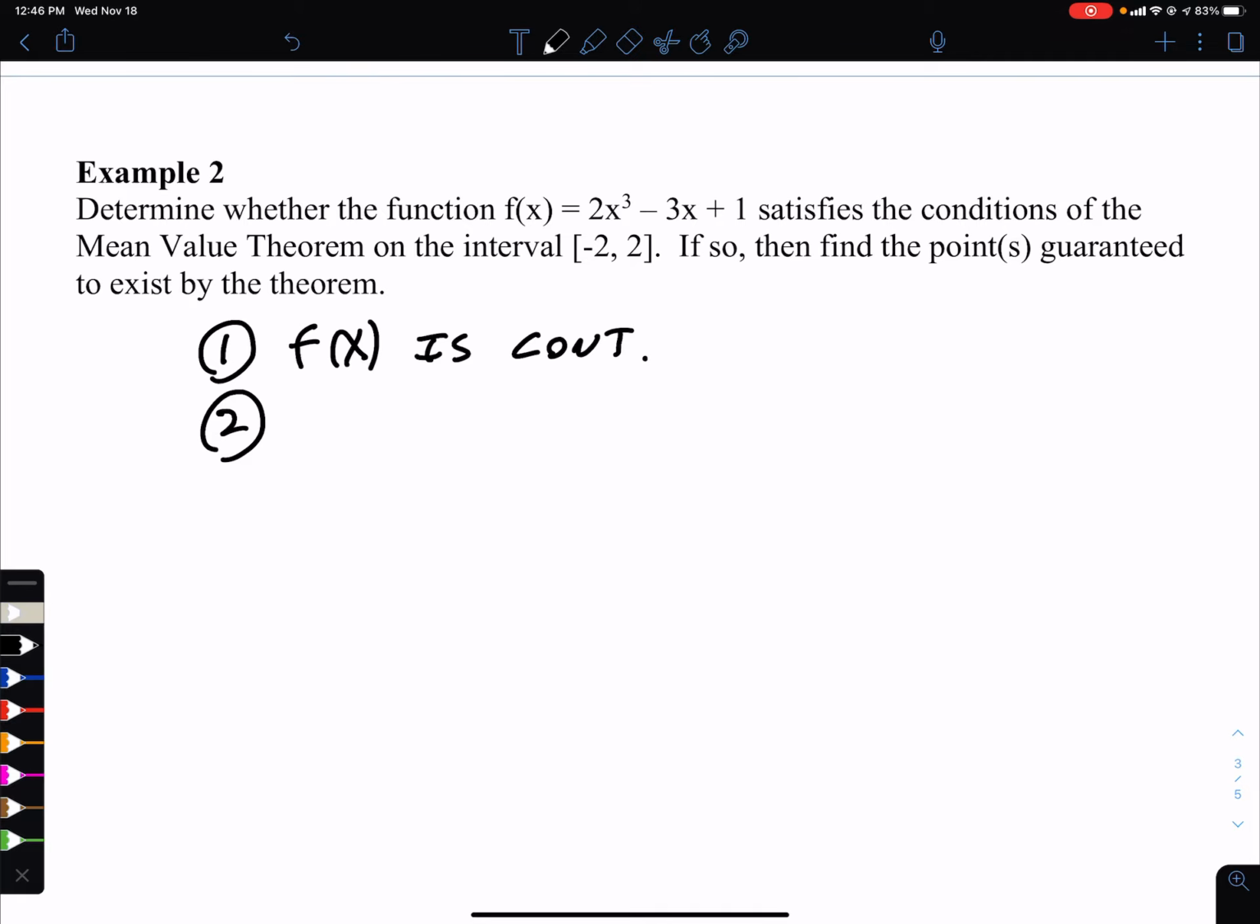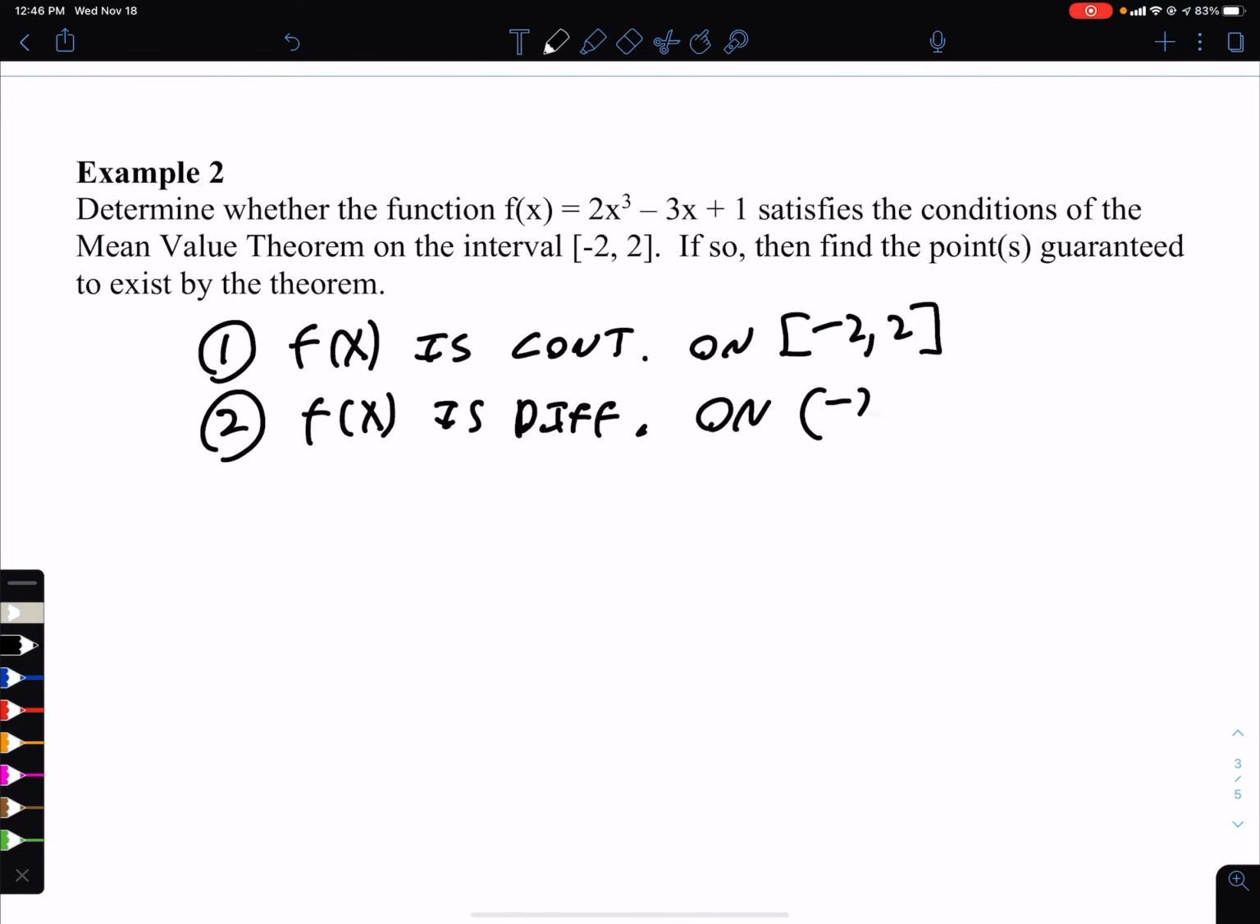Step 2, we need to state that f of x, and I want to say what interval that is, is continuous from -2 to 2. And then f of x is differentiable on the open interval from -2 to 2. And we know that a polynomial is differentiable everywhere. So the 2 conditions of the mean value theorem are met.